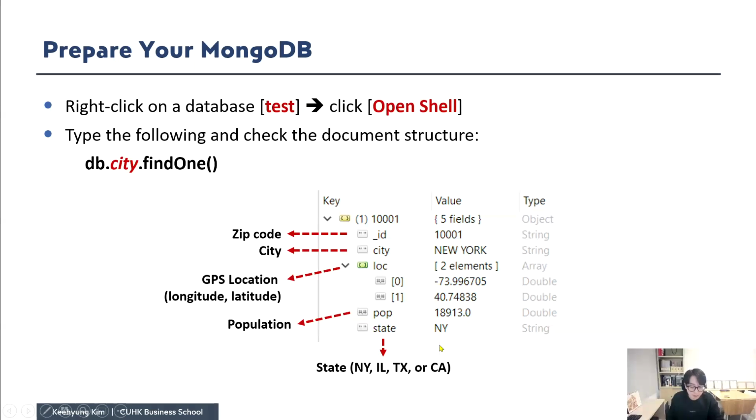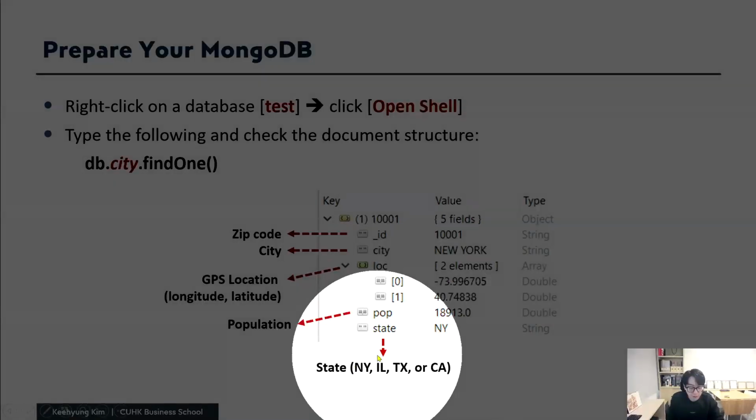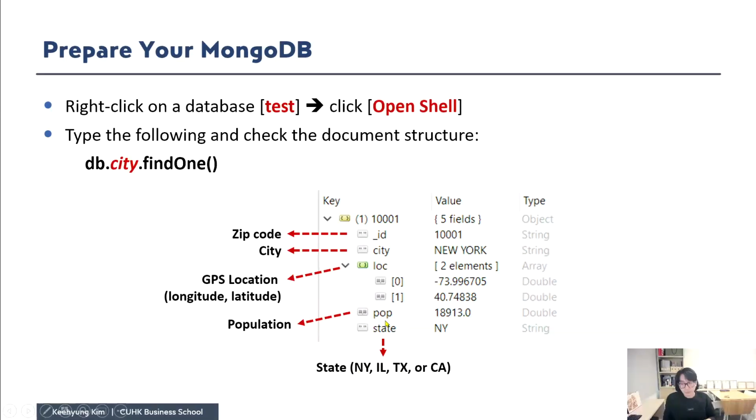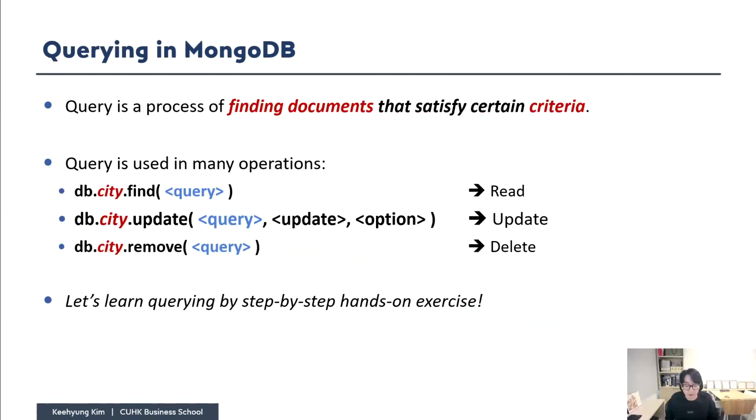So for the state, there could be 4 different things: NY, IL, TX, CA, basically New York, Illinois, Texas, California, like this. So basically, this data set contains the zip code information in the US across 4 major states. So that's the zip code and the population information together. So that's the main data we have in this city collection.